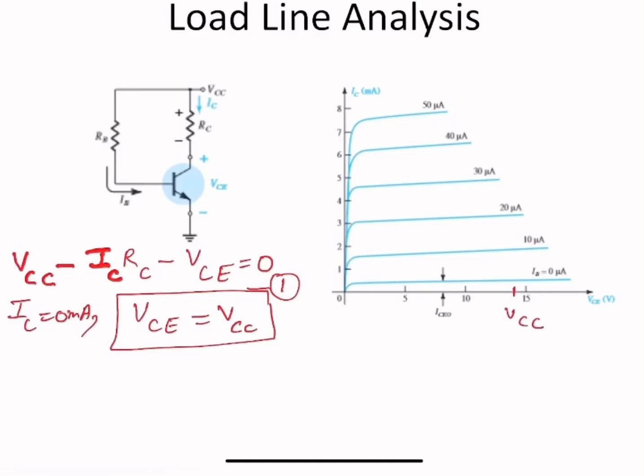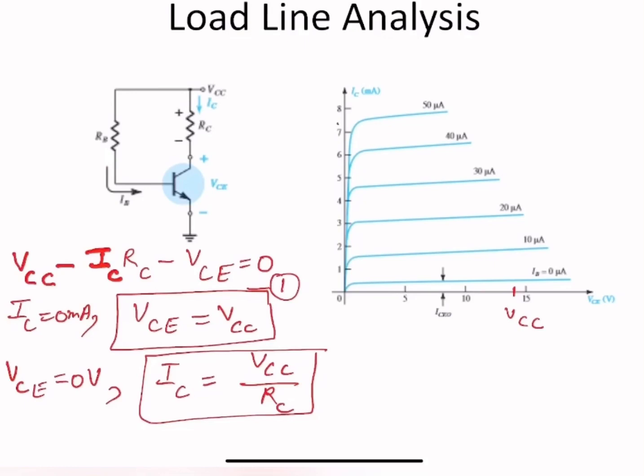Now to get another point on the vertical axis, put VCE is equal to 0 in equation 1. When we put VCE is equal to 0 in equation 1, we get IC is equal to VCC by RC. This gives another point on the vertical axis whose value is VCC by RC. Now join these 2 points. When we join these 2 points, we get the load line. This is the load line.